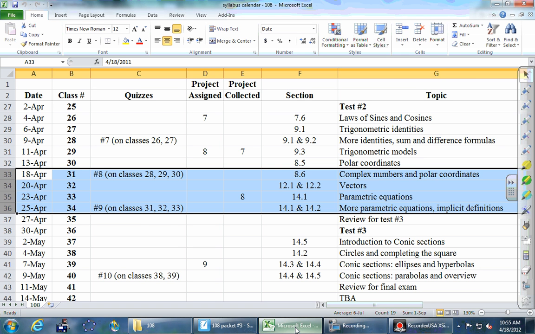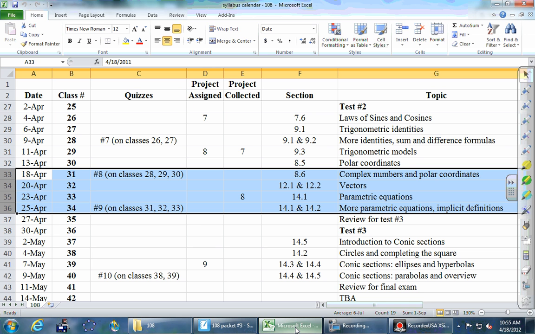So, a quick look at the calendar. Today we're finishing up quiz number 8 out of 10. We have a total of 3 topics left to cover before the next exam. Today we talk about complex numbers and polar coordinates.